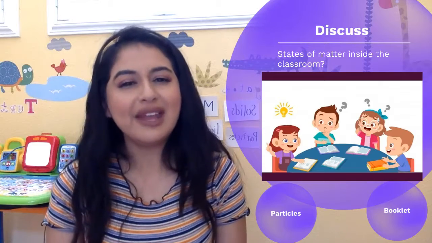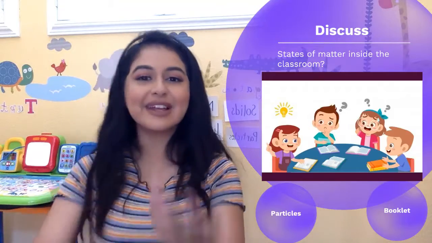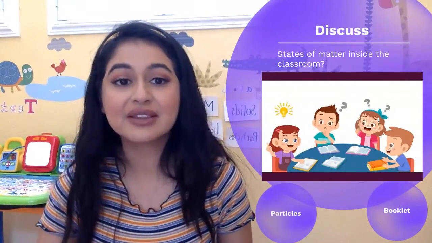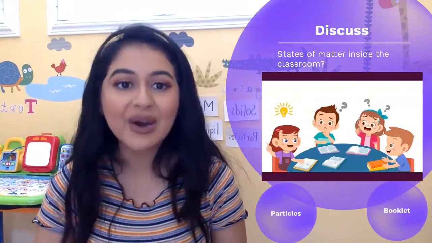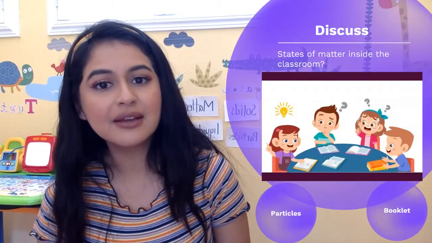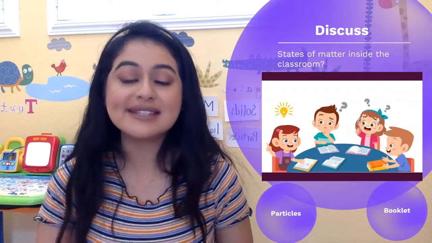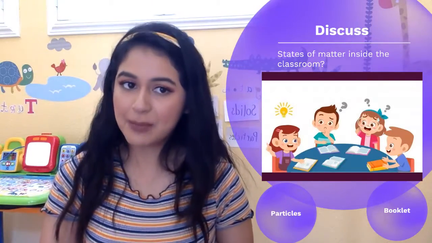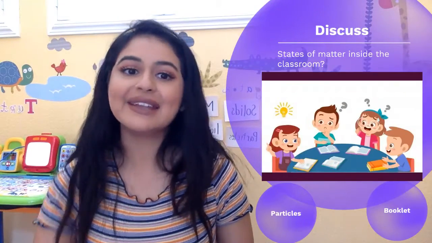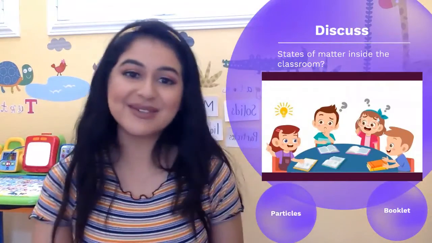Awesome. Do we have any pairs that would like to share? Okay, Joshua and Isabella, come on right up. What did you guys talk about? Wow, great observations. Did everyone hear what they said? Okay, they said an example of a solid is the desk. An example of a liquid is the water inside their water bottles. And an example of gas is the air inside the balloons that we have in the back of our classrooms.